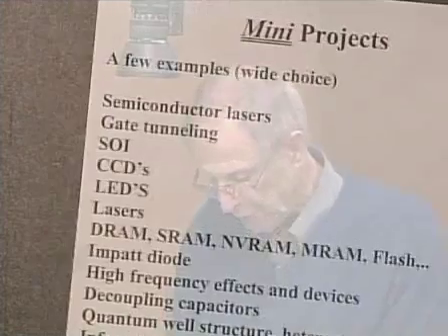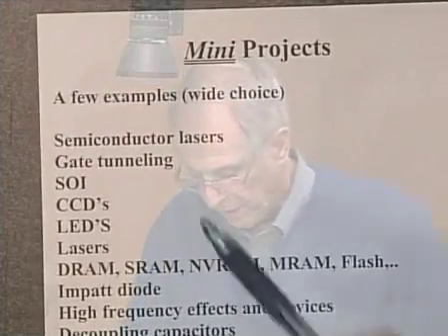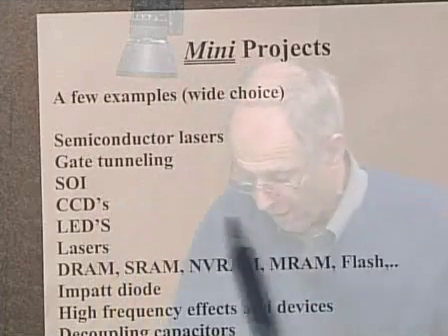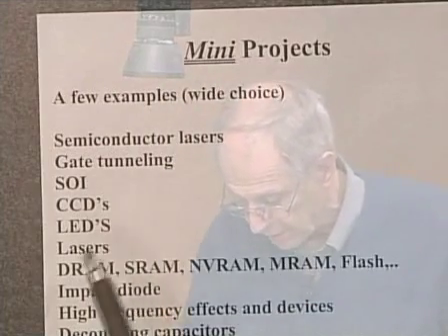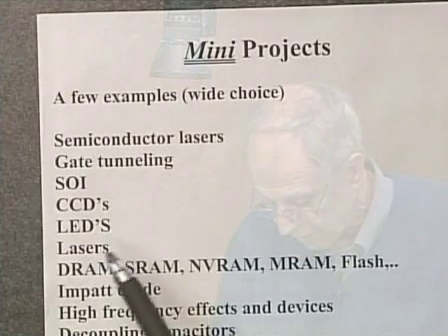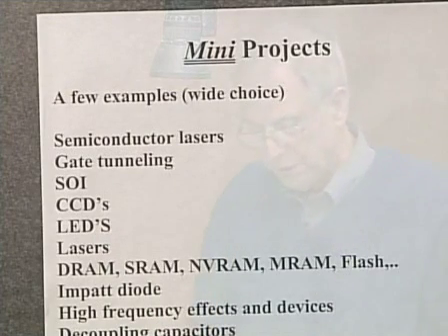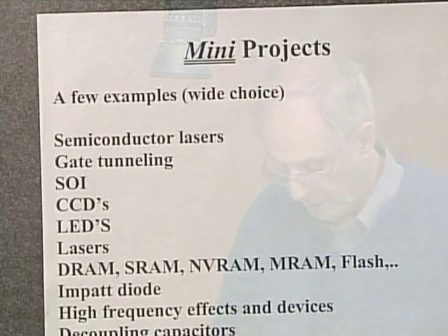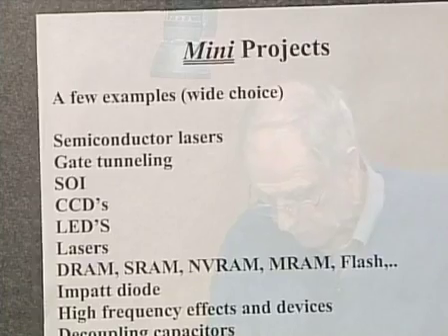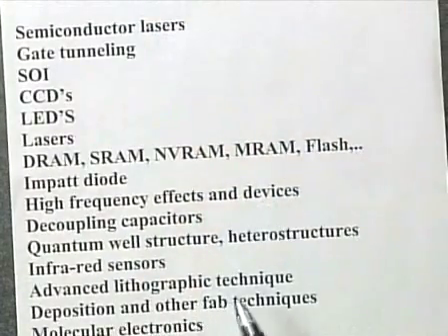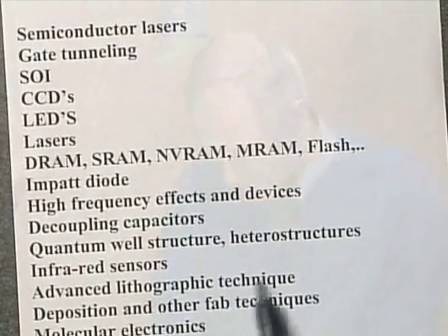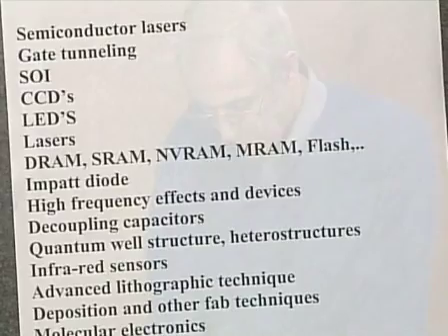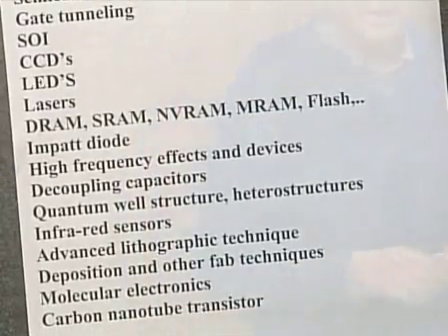A few examples of what students have chosen in the past: semiconductor lasers, gate tunneling, silicon on insulators, CCDs, LEDs, lasers, a whole bunch of storage devices, diodes, decoupling capacitors, a very important thing, quantum well structures. Some people are more interested in fabrication techniques, so you can get into lithographic techniques and then some of the more modern nanostructures, molecular.